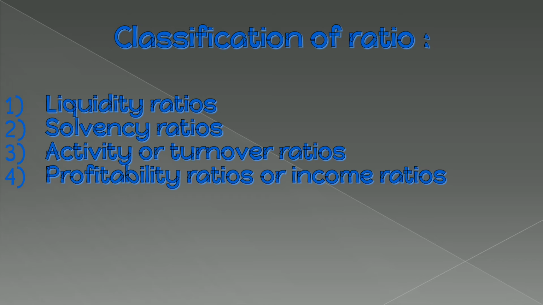Activity or turnover ratios are for measuring how actively we are performing, how many times our stock is turning, how many times our debtors are turning, how many times our creditors are turning. So these are the group of ratios which are known as activity or turnover ratios. And the last but not least is the profitability ratio, or we can say they are income ratios. So these are the four groups of ratios, which we have to understand separately.